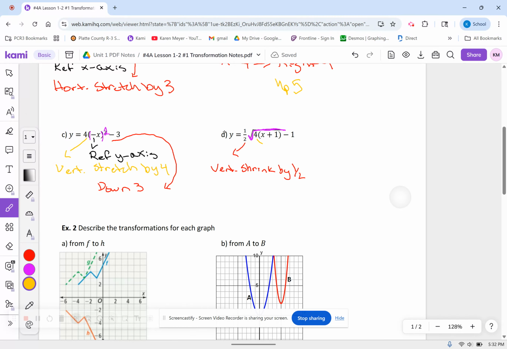Then inside, I have the number 4, and that would be what was in the letter B spot because it's inside the function. And 4 is larger than 1, so that would put me at a horizontal shrink. And then remember, horizontal stuff is always backwards, so don't say by 4. Write the 4. What we mean by backwards is make it a fraction, so 1/4.